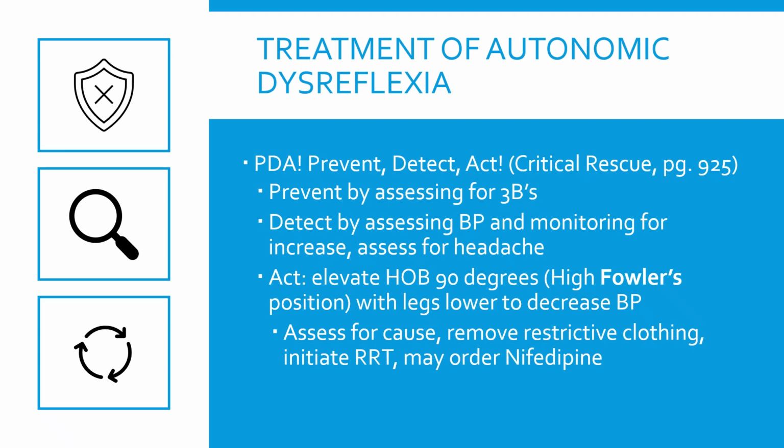Monitor the blood pressure every 10 to 15 minutes. And then give nifedipine or a nitrate as prescribed to lower the blood pressure as needed. Patients with recurrent autonomic dysreflexia may receive clonidine or another centrally acting alpha agonist agent prophylactically. And if needed, you may initiate the rapid response team.